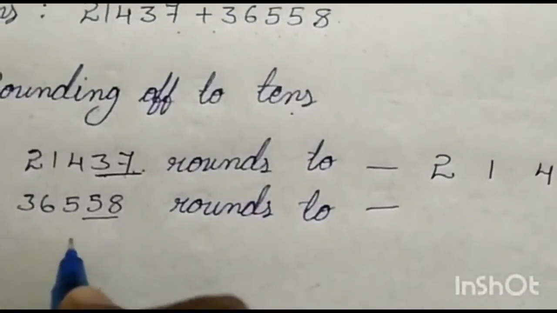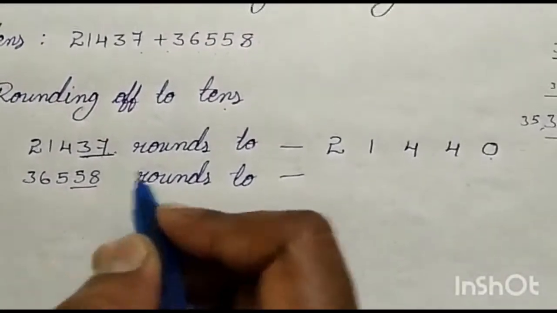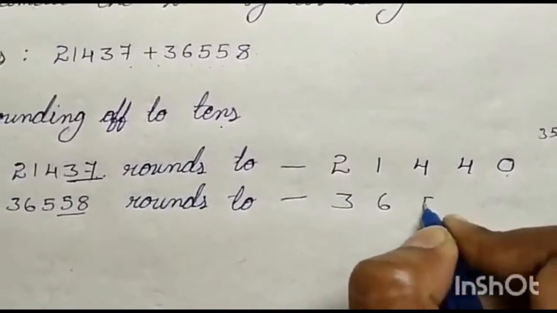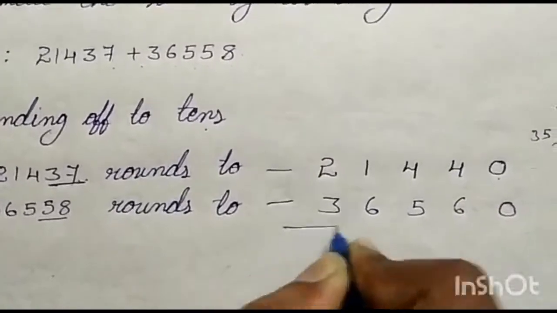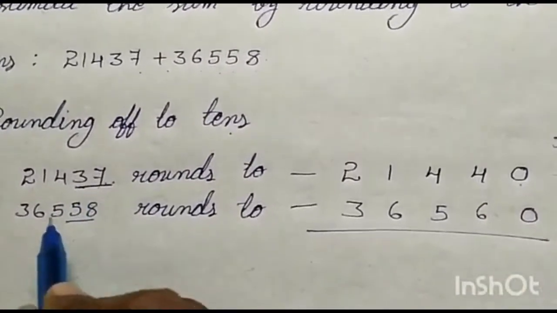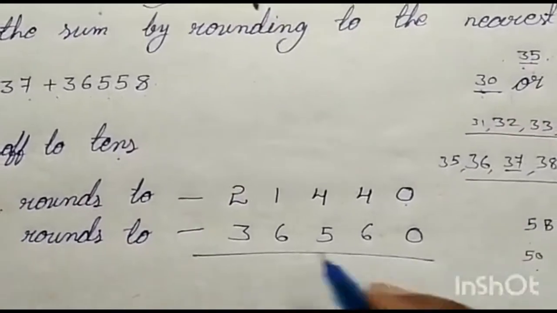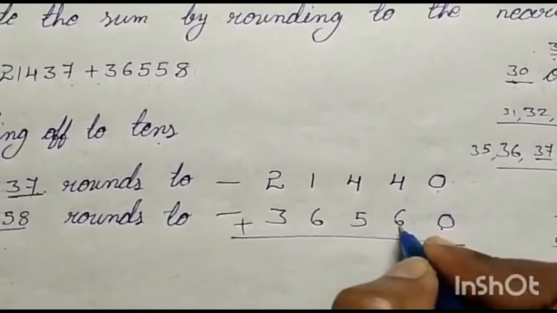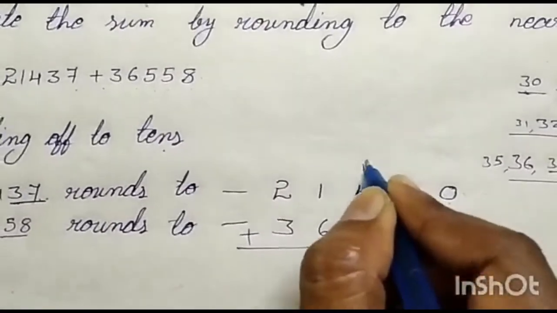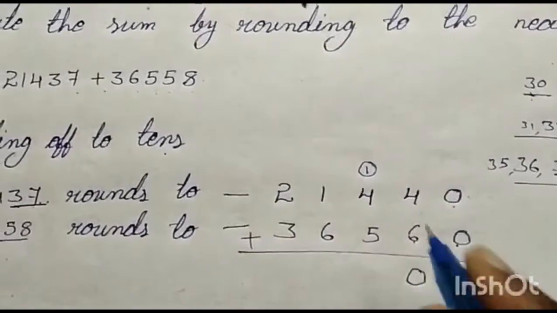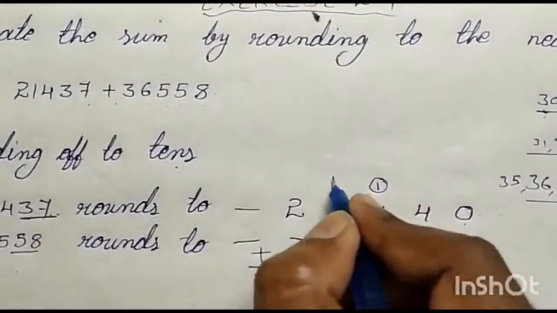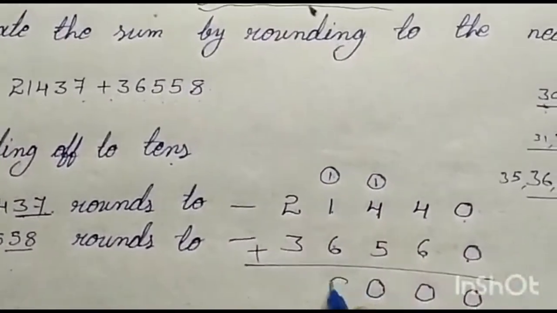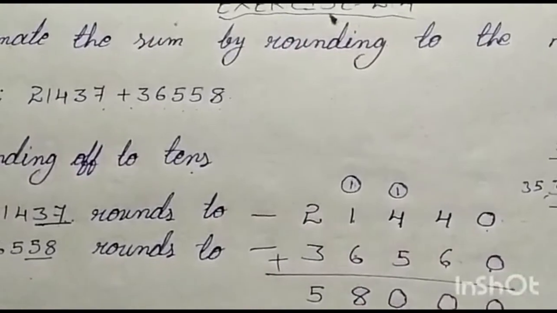So 36,558 is nearest to 36,560. Only till the tens place we have to change the numbers. Remaining all the numbers are same. Now we can do the addition. 0 plus 0, 0 and 4 plus 6 it is 10. 1 carry to the next place and write 0 here. Now 5 plus 4 it is 9. 9 plus 1 another time it is 0. 6 plus 1 is 7. 7 plus 1 is 8 and 2 plus 3 is 5.